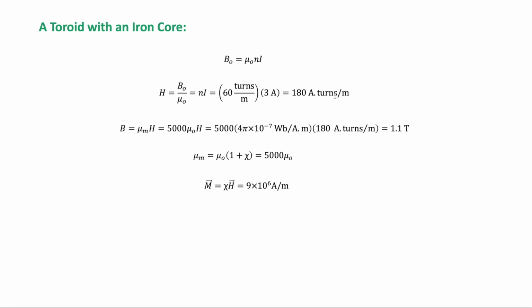And if you want to find the magnetic field B inside the iron, this will include the effect of the magnetic material. And so the total magnetic field is given by this equation, which is 1.1 Tesla. And this is 5,000 times greater than the value of B naught, okay? And the magnitude of the magnetization vector can be found from this equation, and it is 9 times 10 to the power 6 amperes per meter, and it has the same direction as H.